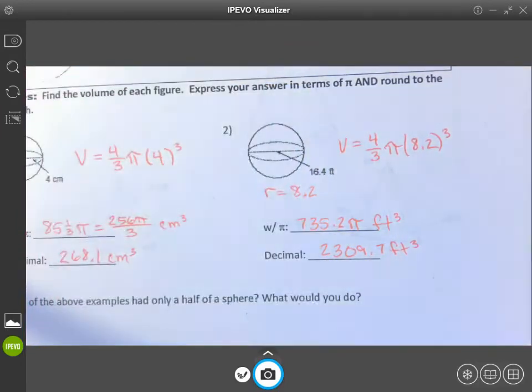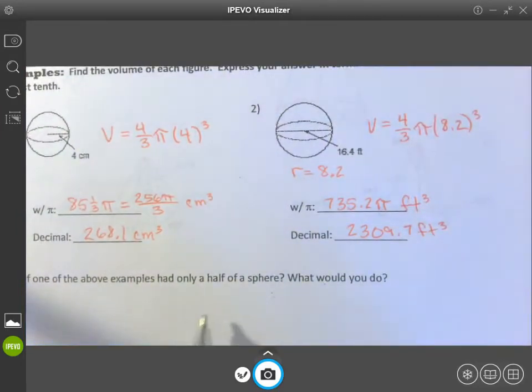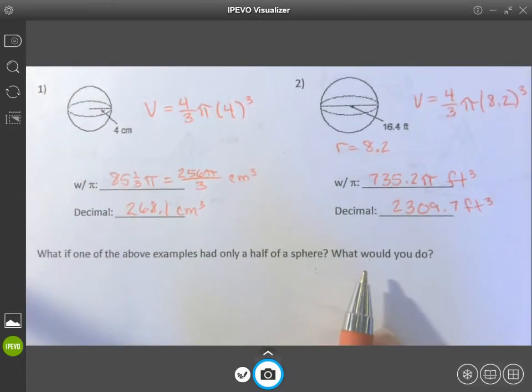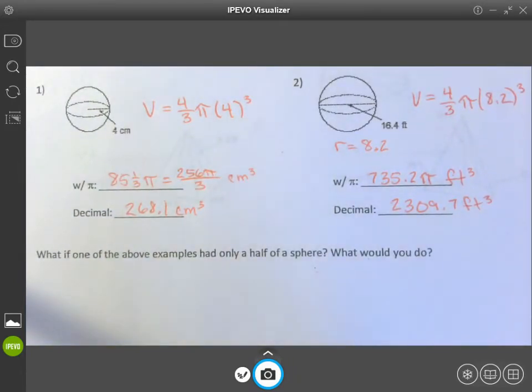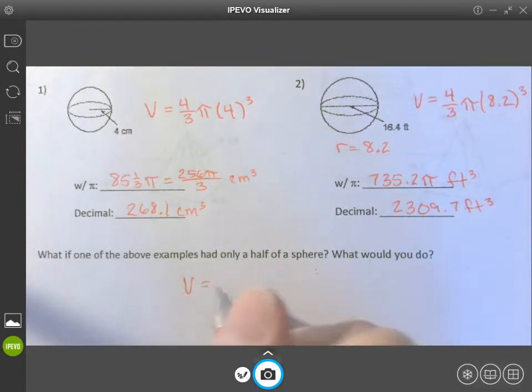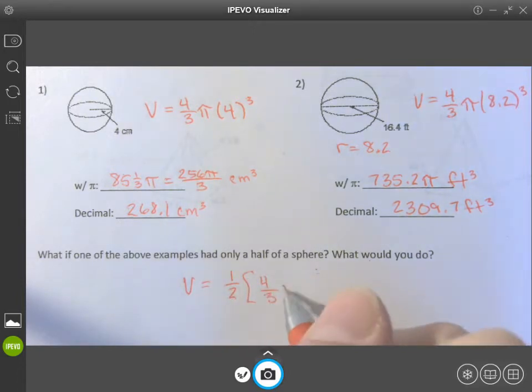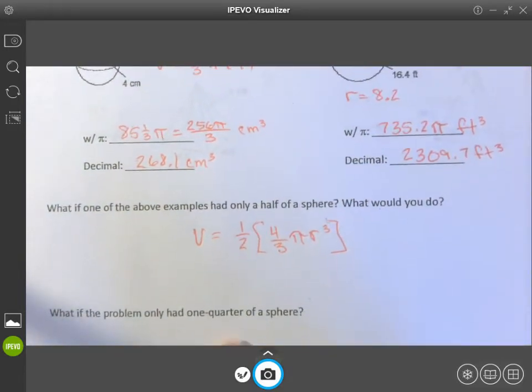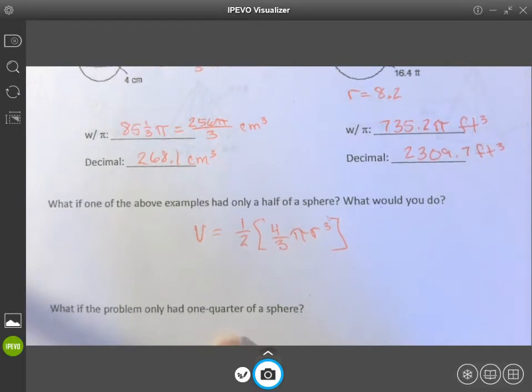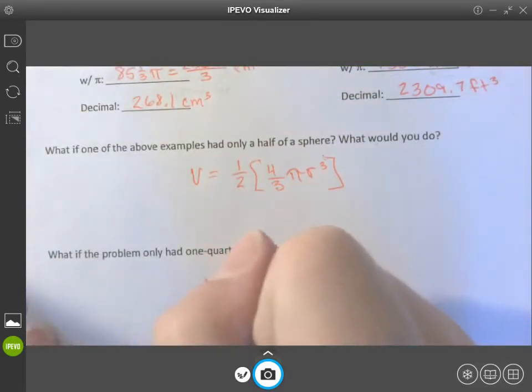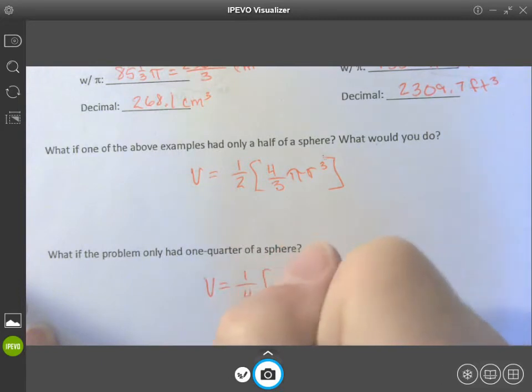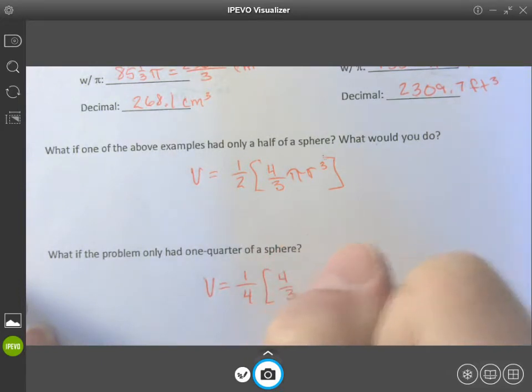Okay, so what if the above examples had only half of a sphere? What would you do? Remember, we're finding volume. How would you find half of the volume of a sphere? You would take the volume and you'd say, hey, I only want half of it, right? So same formula, but we would take half of it. Now, what if the problem only had 1/4 of a sphere? Well, I would take the volume and take what? 1/4 of it.